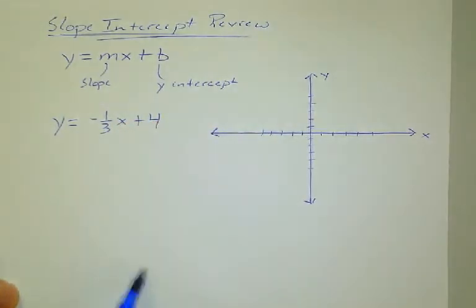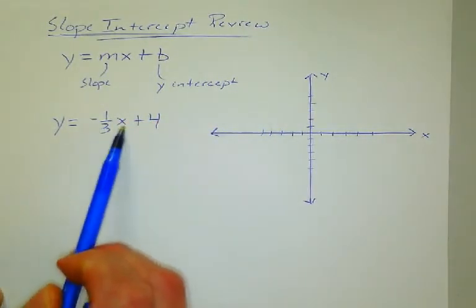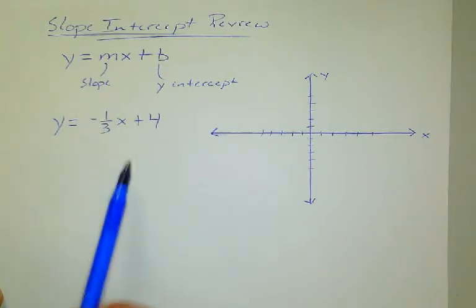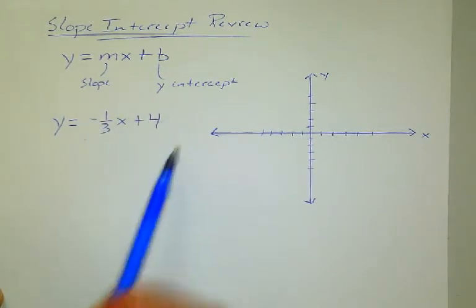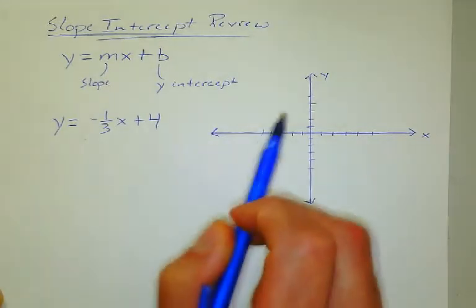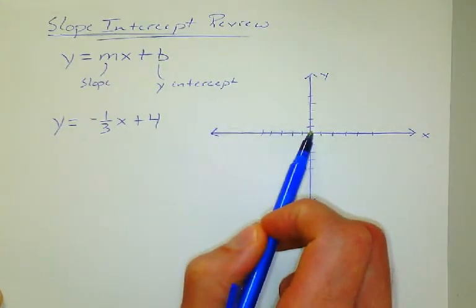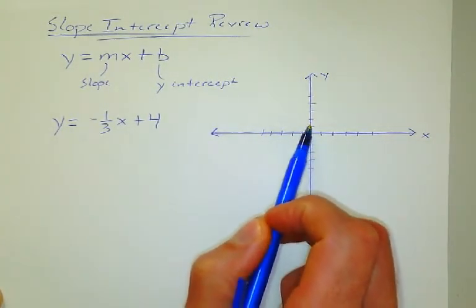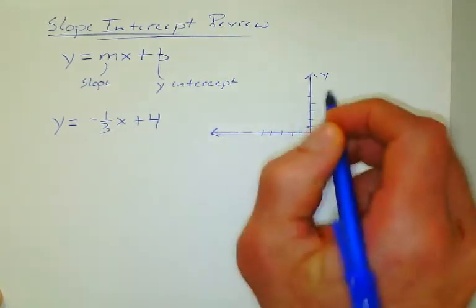All right, so slope-intercept form. We've got our m attached to our x, which is negative 1/3. We're adding a 4, that's our y-intercept. So let's start at our y-intercept. So we go up on the y-axis. 1, 2, 3, 4. That is our first point.